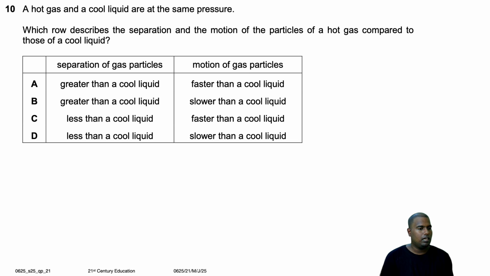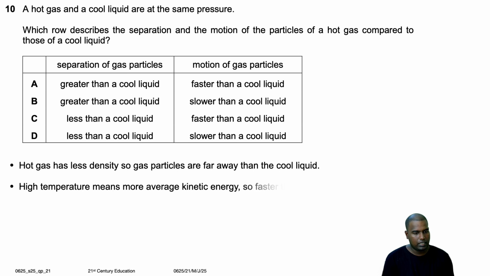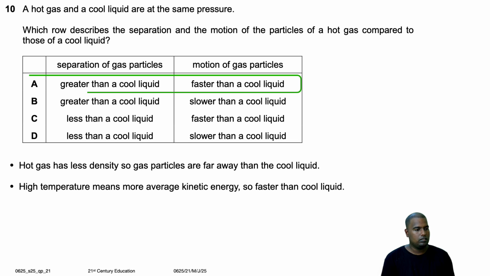And motion of the gas particles will be faster than cool liquid because they will have higher temperature, so higher kinetic energy. So hot gas has less density, so gas particles are farther away than in cool liquid. High temperature means more average kinetic energy, so faster than cool liquid. So option A, greater than a cool liquid and faster than a cool liquid. So this is the separation of gas particles.